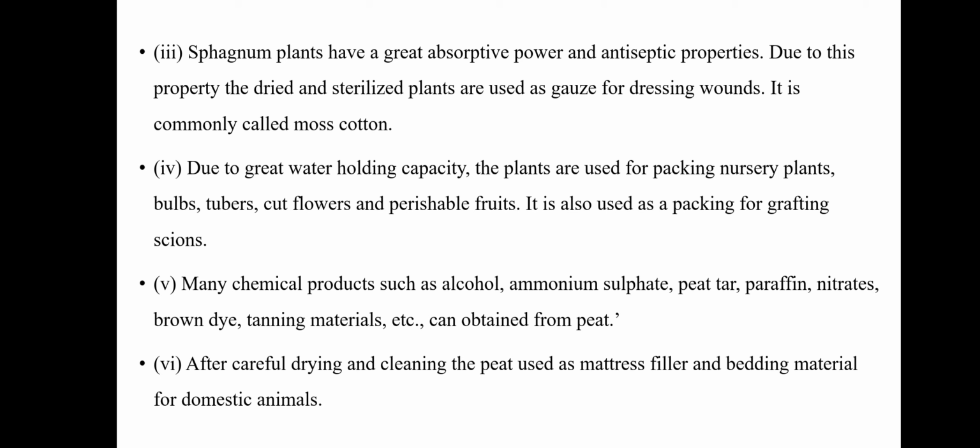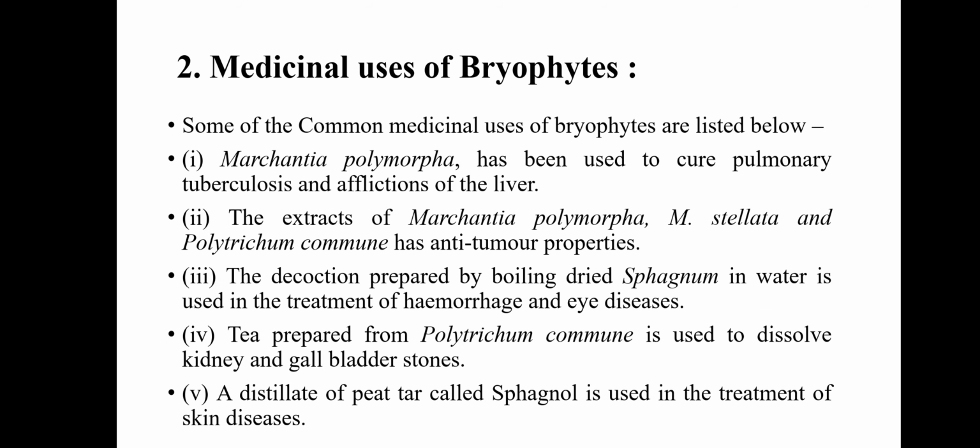Many chemical products such as alcohol, ammonium sulfate, peat tar, paraffin, nitrate, brown dye, tannin material can be obtained from peat. After careful drying and cleaning, peat can be used as mattress filler and bedding material for domestic animals. Then the bryophytes have some medicinal properties.